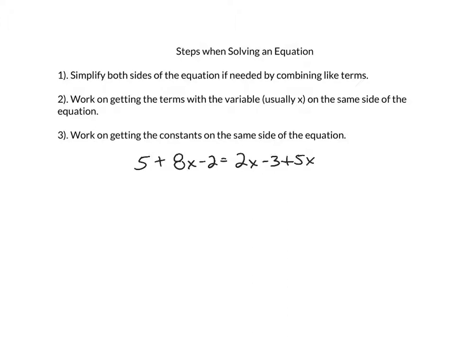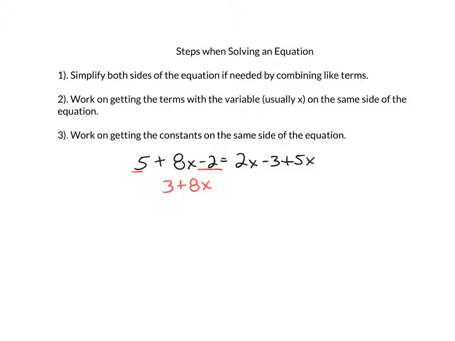Okay, hopefully you've had a chance to go through and do that. I am going to do the first step here. Simplify both sides of the equation if needed by combining like terms. So I'm taking a look at the left-hand side, and I do see that I have some like terms. I have some constants. 5 subtract 2. Well, 5 subtract 2 gives me 3, so I can simplify that left-hand side.